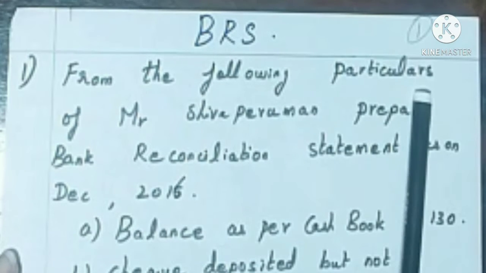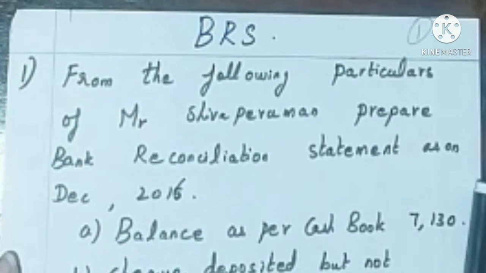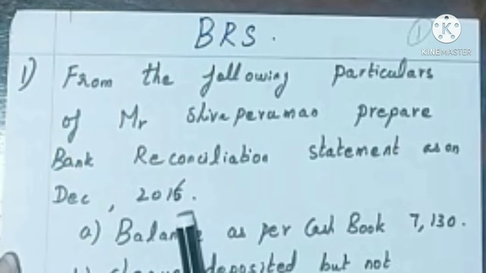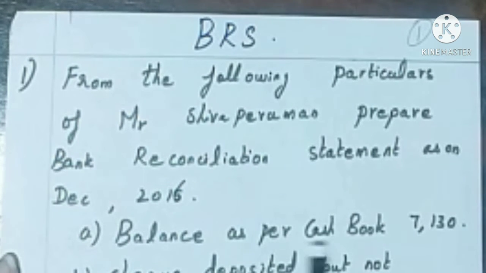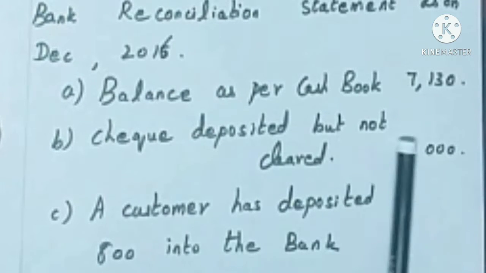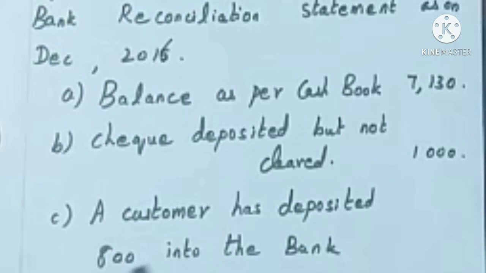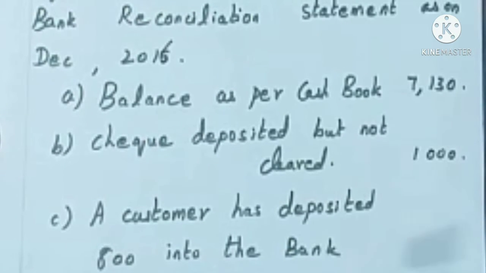From the following particulars of Mr. Sivaperuman, prepare bank reconciliation statement as on December 2016. Balance as per cash book 7,130. Check deposited but not cleared 1,000. A customer has deposited 800 into the bank directly.